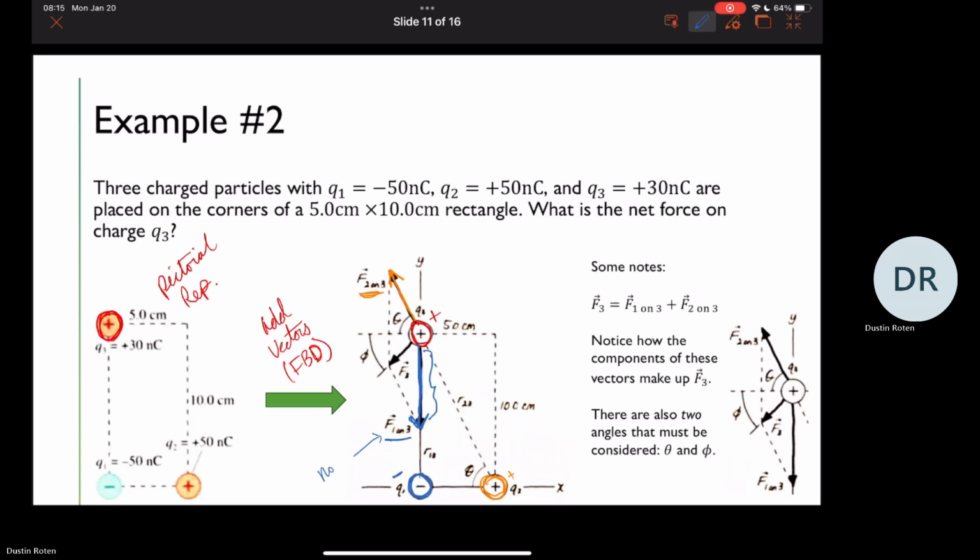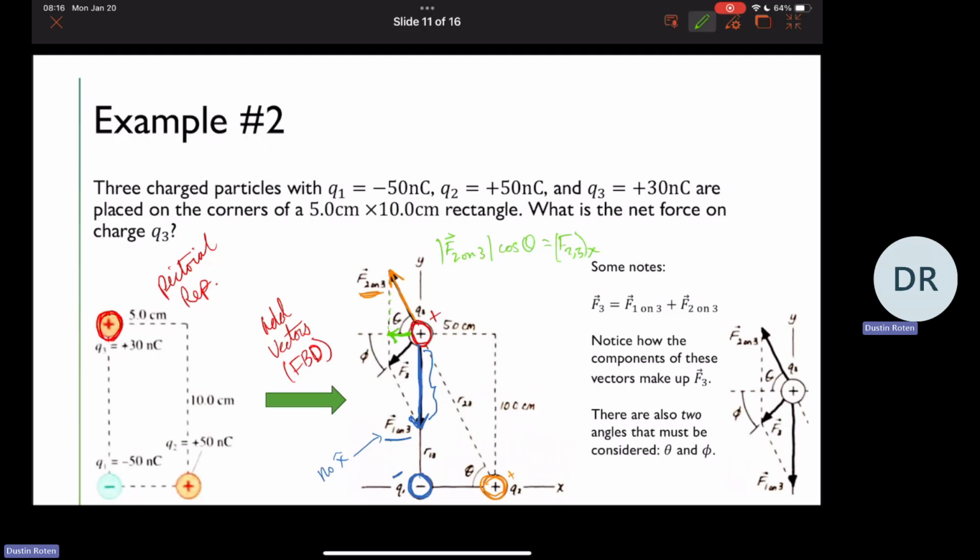Okay, so there's no X hat information. Now, that's not the case with F2, right? Or F2 on 3, because F2 on 3 has a component here in the X direction. You can see that. So if we did F2 on 3, or the magnitude of it, so the length of that vector times cosine theta, that's going to give us F2 on 3's X component.